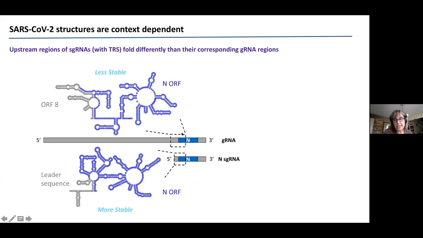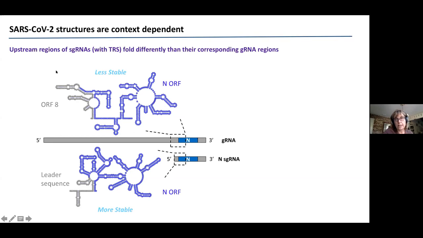places they share sequence. So I'm going to show you a cartoon of the sequence of the N that encodes the N protein. And you could imagine that the secondary structure of the RNA in here, when it's adjacent to this ORF8 RNA, is going to have a secondary structure that depends on its neighbor. And indeed, we see this.